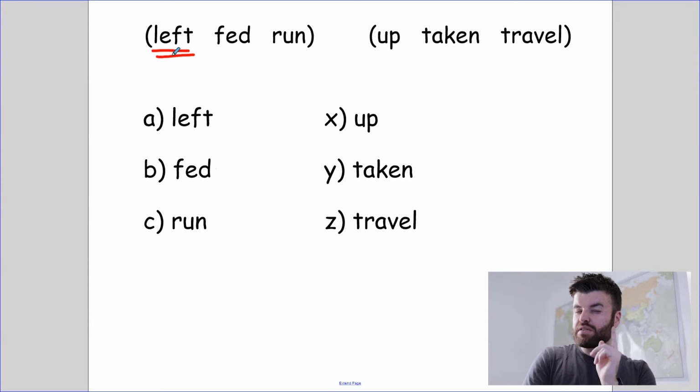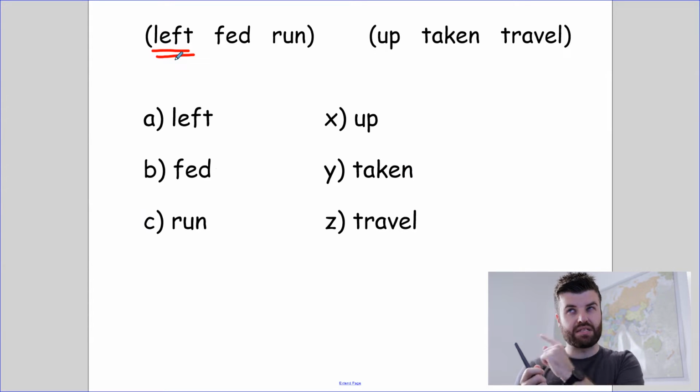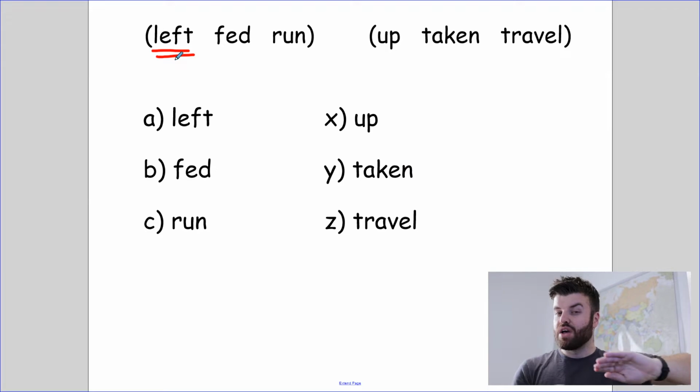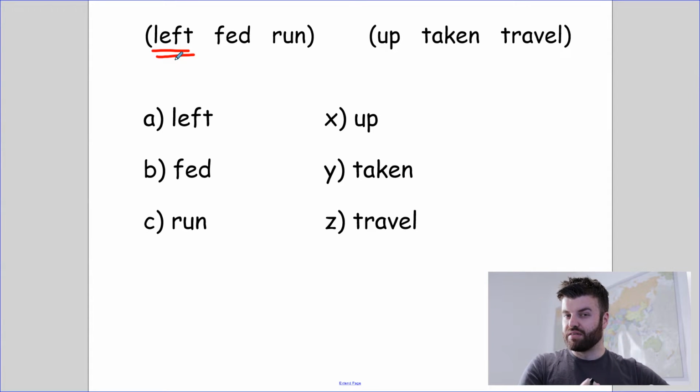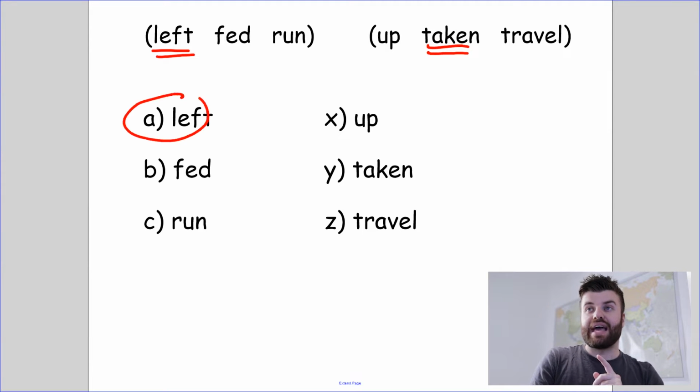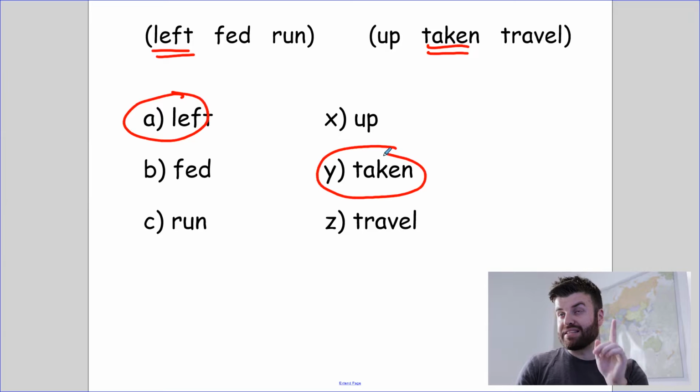Left here, if I was thinking of the opposite, I would think right, but that's not there. But also left, if we left something in a room, we left it behind. Now, what's the opposite of leaving something behind? Well, we would take it with us. So left and taken are in fact the words here that are opposite in meaning. We would put down A, we would put down Y, and we get a mark.